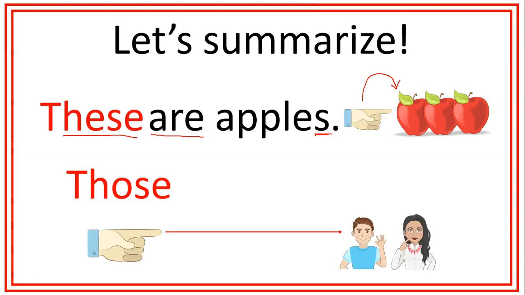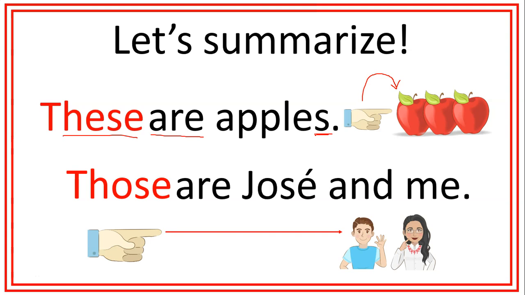Now, we saw those, and we use those to identify, one more time, objects, people, or places that are far away and are in plural. For example, those are Jose and me. Now, one more time, we need to use the verb are because it's plural, and in this case, as we are describing people, we need to add at least 2 people, okay?